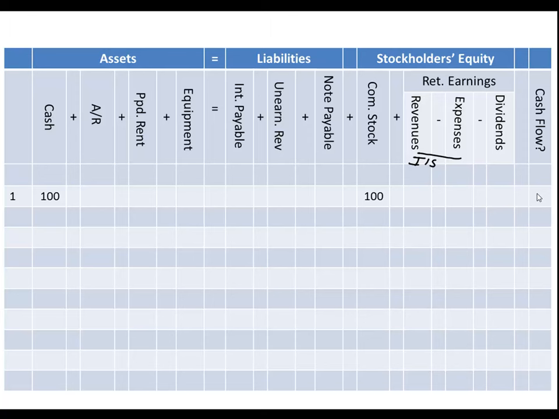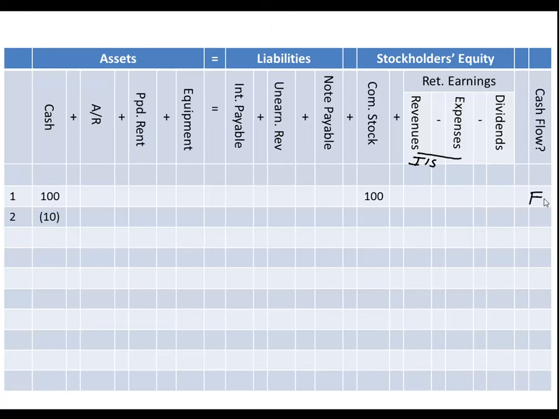As it happens, this is a financing cash flow activity. Remember, we've got our operating, investing, and financing sections in our cash flow statement. This would qualify as a financing activity. The second thing we did was we went out and we bought a truck, and we wrote a check for $10,000. Now, writing a check means cash goes down, right?